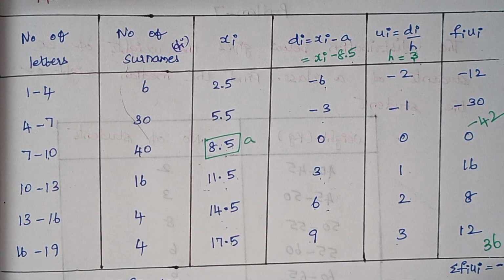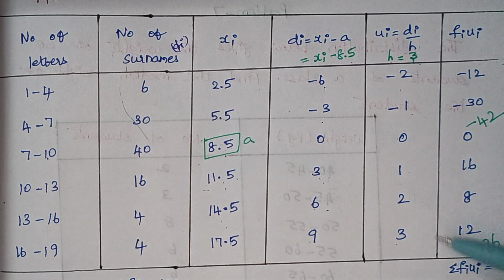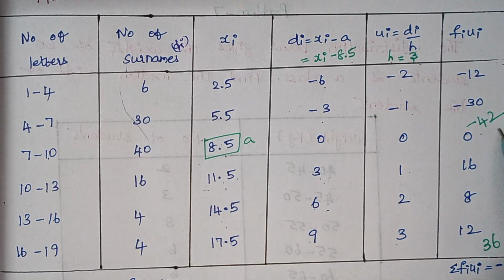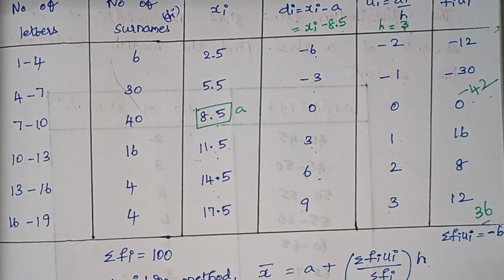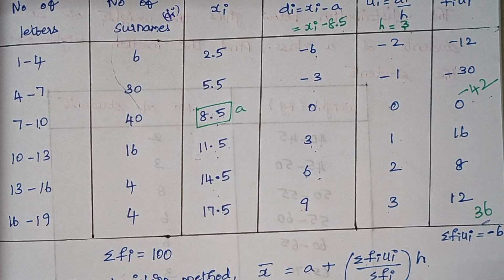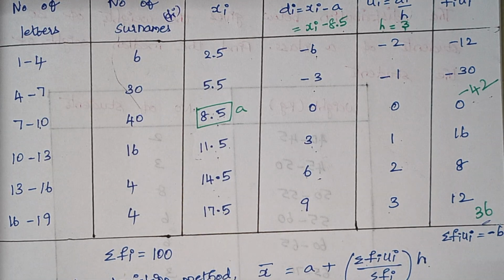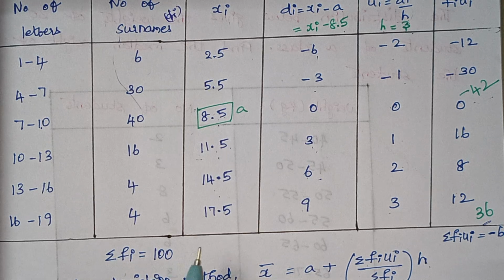Now we have to find summation of Fi ui. So here you have to add all the negative numbers together and all the positive numbers together. When you add the negative numbers, here we get minus 42, and when you add all the positive numbers, here we get 36. So minus 42 plus 36 gives minus 6. And what about summation of Fi? Here they are directly given 100 surnames. So here n is 100. Anyway, when you add all these frequencies, here the answer is 100.